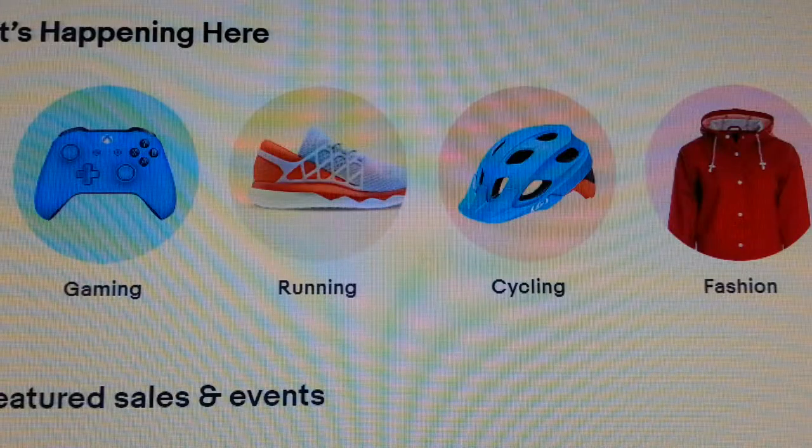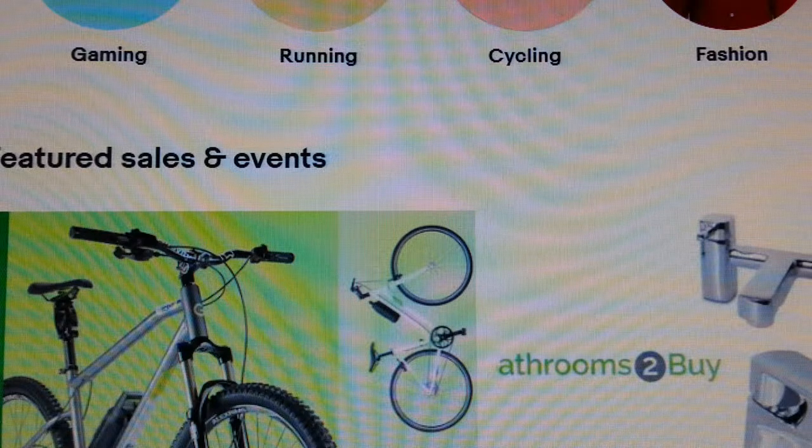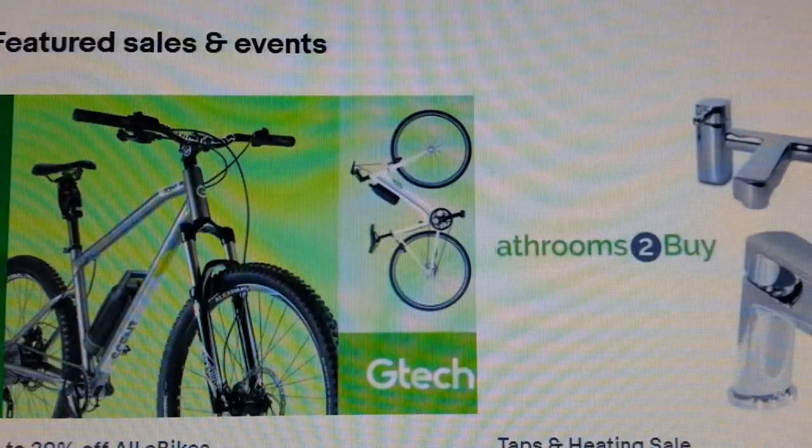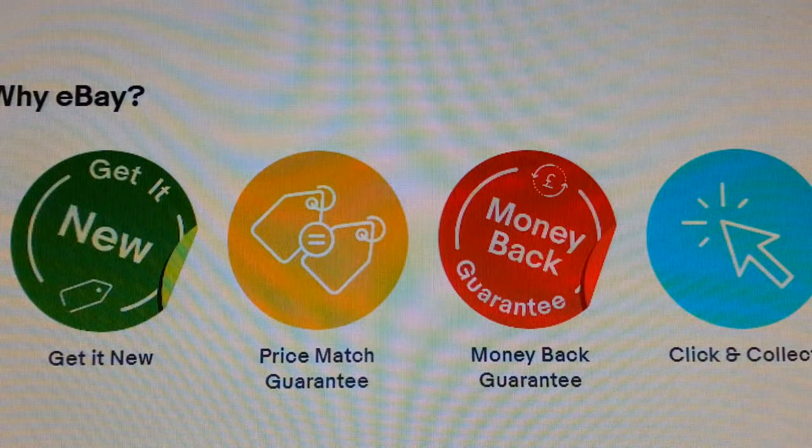They're telling us, look, gaming, running shoes, these are their top iPhones. Pick of the day.